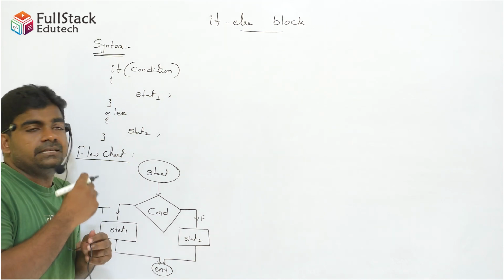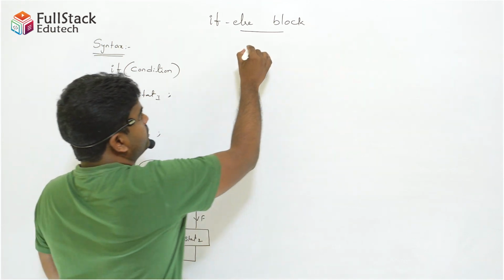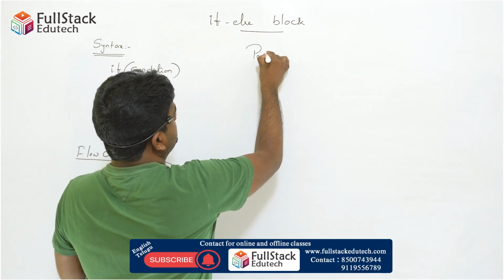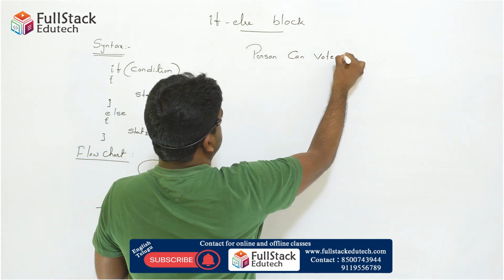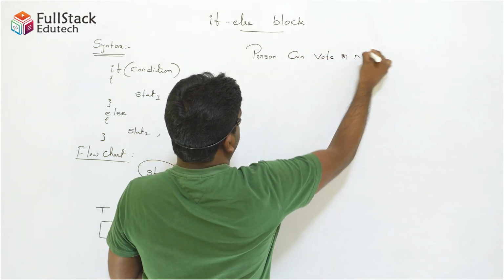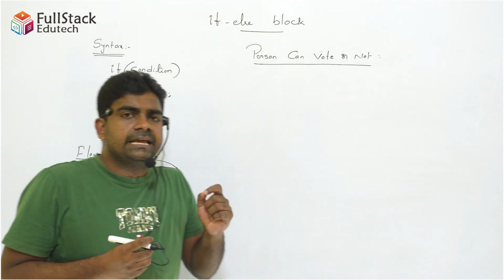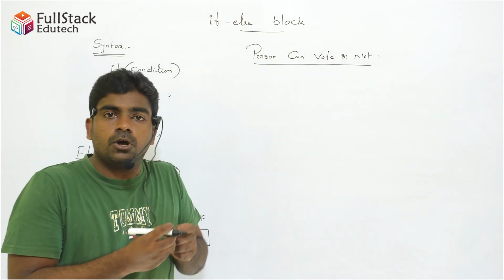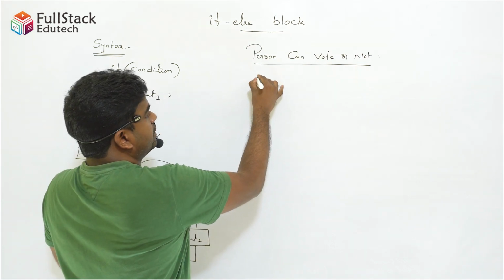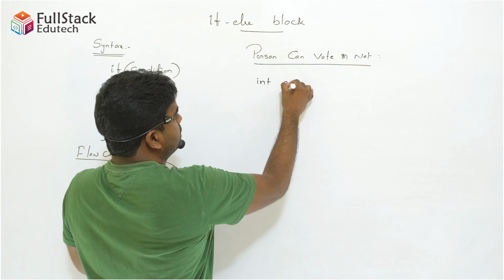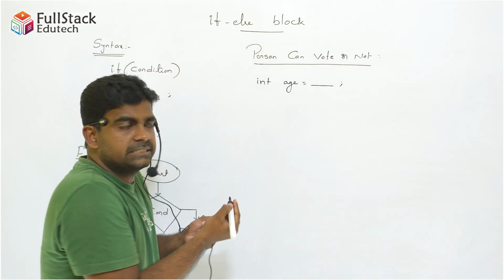Now, where exactly do we use it? We'll see some examples. First one, check whether a person can vote or not. This is the simple example we are going to discuss. How can we decide whether the person can vote or not? Based on the age of the person. We are not mentioning the age; you can take any age.